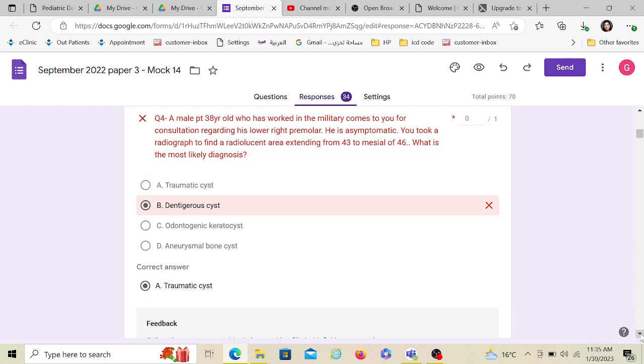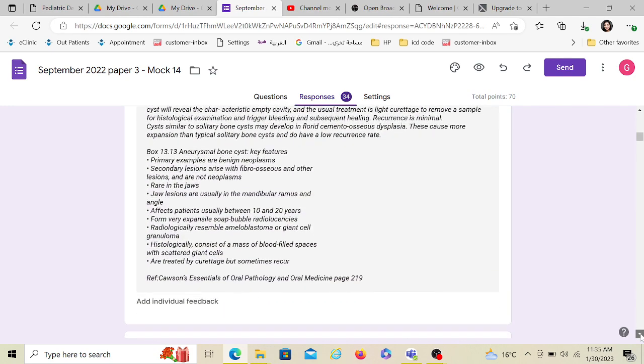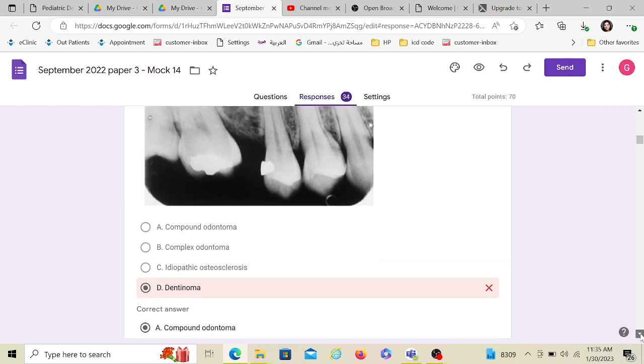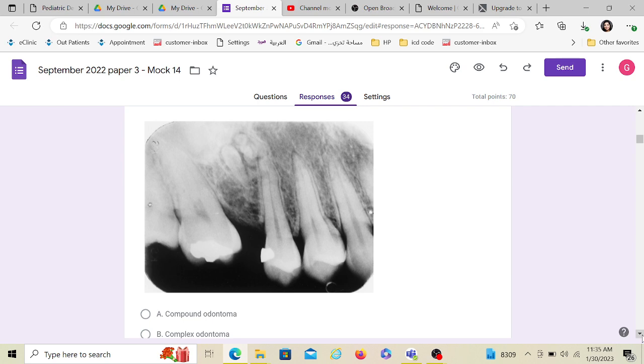But the answer here is traumatic bone cyst. Again, a lot of explanation is given. Go through it. Now, this patient has a finding at the apical region of the second premolar. What is your assessment? It looks like a compound odontome. I mean, just by looking at it, you don't even have to read the options.